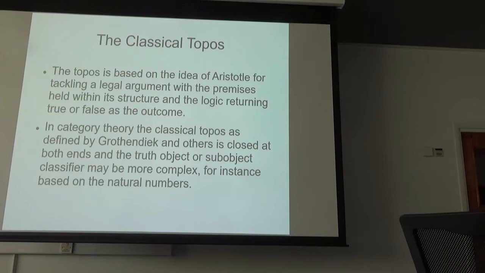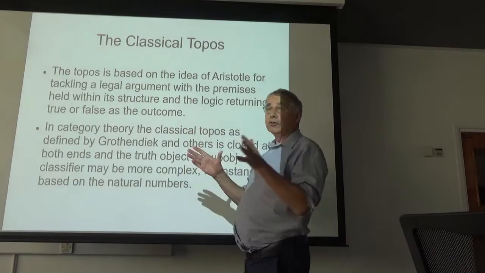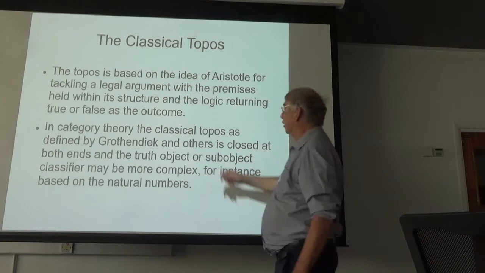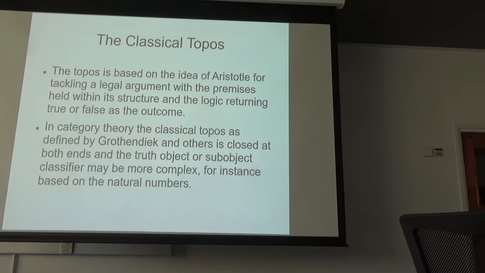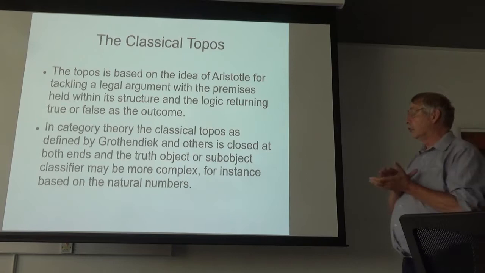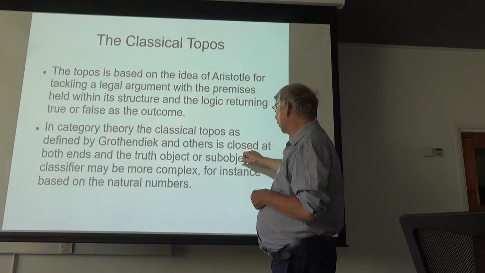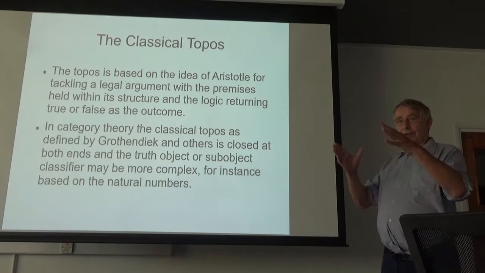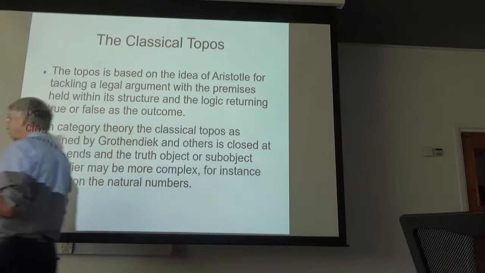So it's not just a straightforward structure. It's supposed to have a clear result. And the topos, as defined by Grothendieck and others, is closed at both ends. That's a very important feature of the topos. So you don't have it open, it's closed. And a truth object or sub-object classifier may be more complex than just true or false. Can be based on the natural numbers or even a partial order. But that's the important thing about the whole of the work presented today, that we're looking for objects that are closed. They have a lower bound and they have an upper bound. That's a very important part of the sort of computing science we use.